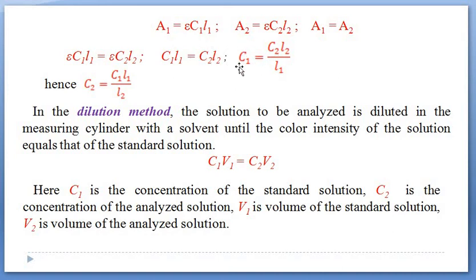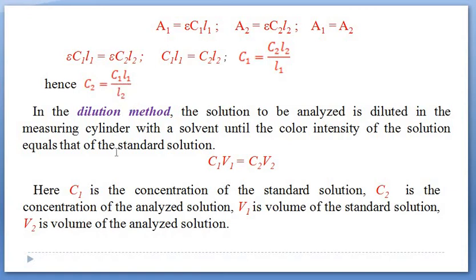And from this we can find the concentration of the first solution, which is equal to the concentration of the second solution multiplied by the thickness of the second solution divided by the thickness of the first solution. Hence, the concentration of the second solution is equal to the concentration of the first solution multiplied by the thickness of the first solution divided by the thickness of the second solution.